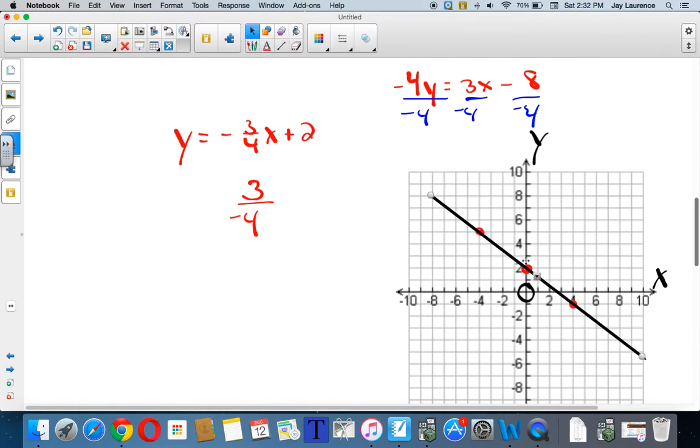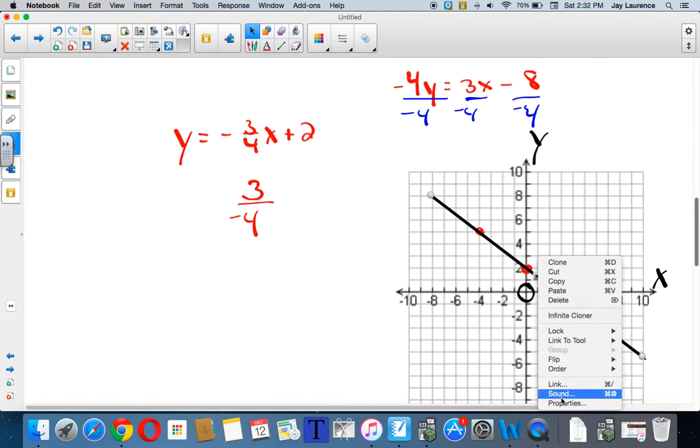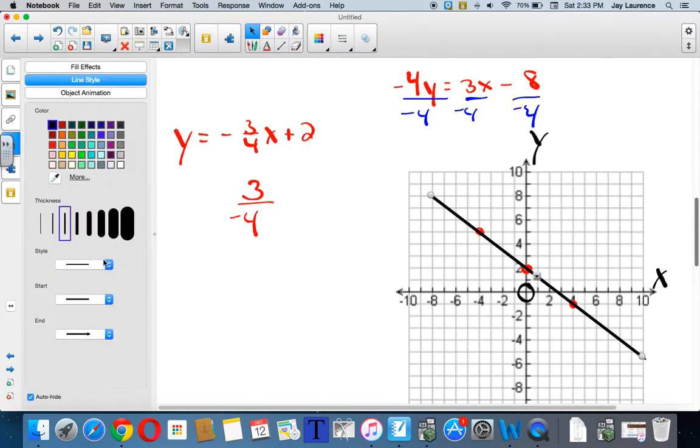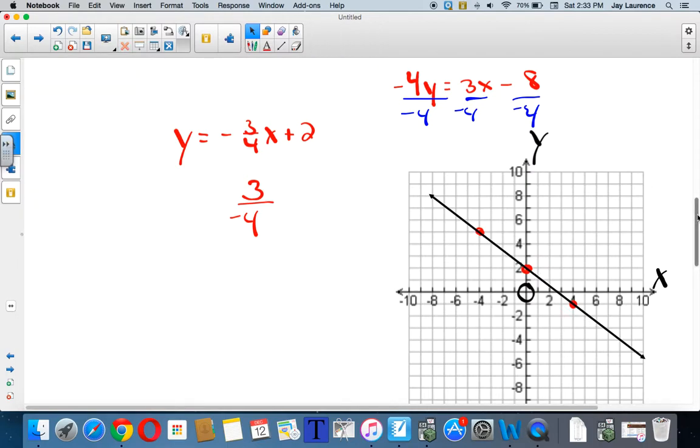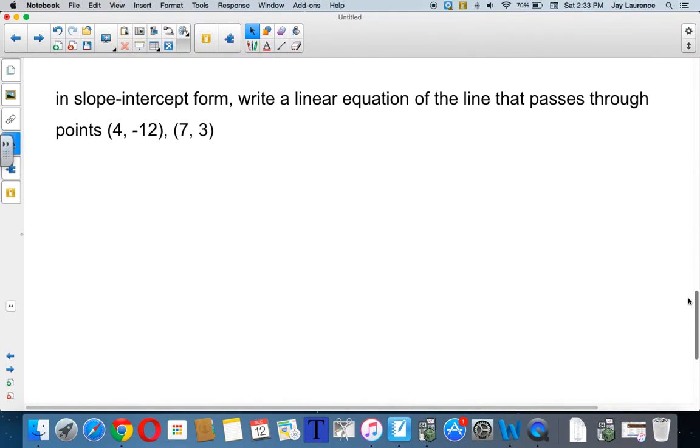Okay, there's one more type of problem I want to do. This might seem a little bit weird to you, but it was on your homework, and we didn't get a chance to do it yet, so we're going to do it now. This one says, in slope-intercept form, write a linear equation of the line that passes through the points (4, -12) and (7, 3). Well, my slope-intercept equation is y equals mx plus b.